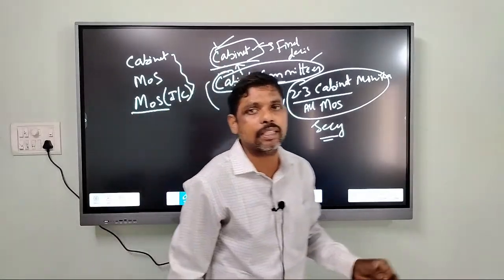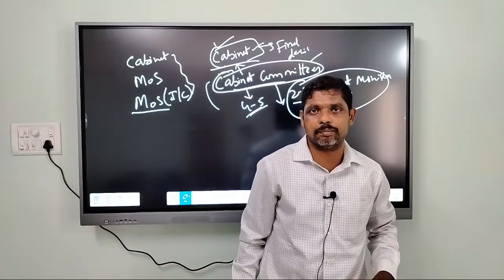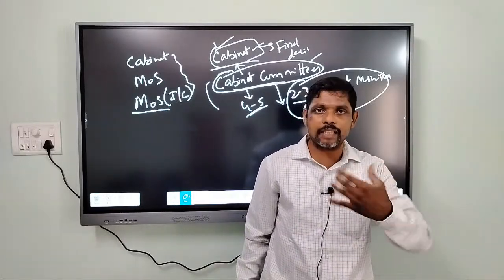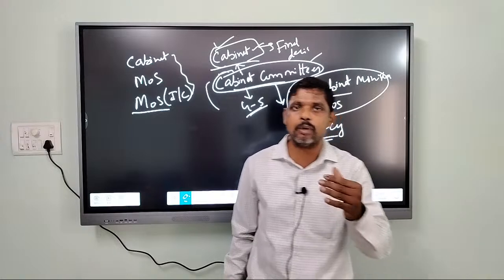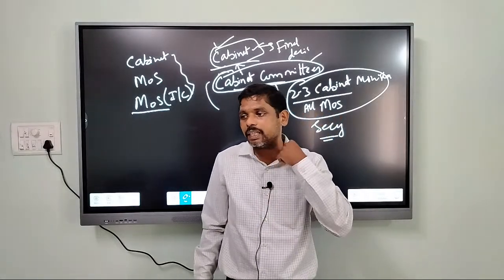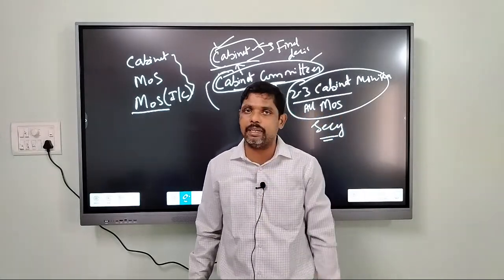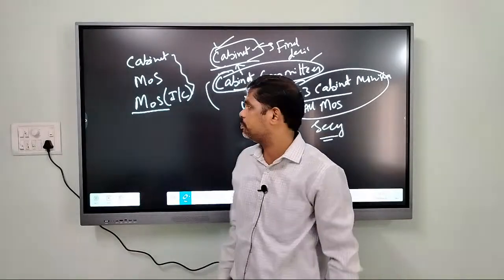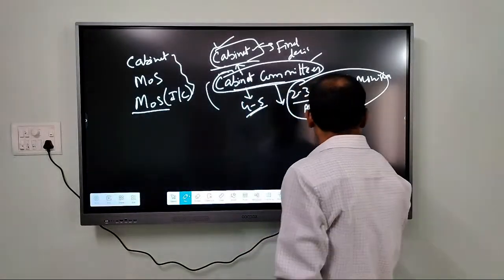Am I clear about the working of the cabinet and cabinet committees? So the Prime Minister takes responsibility. The Prime Minister has the responsibility of taking the final decisions in the cabinet. This is how the Prime Minister works.